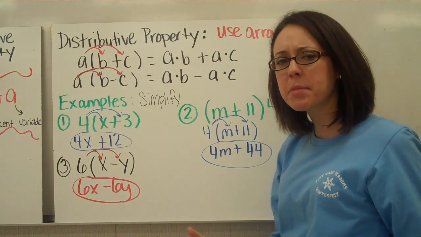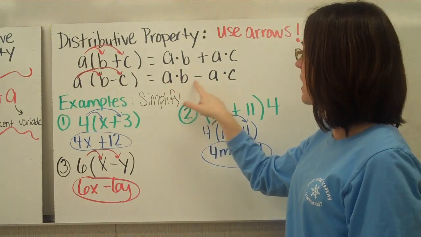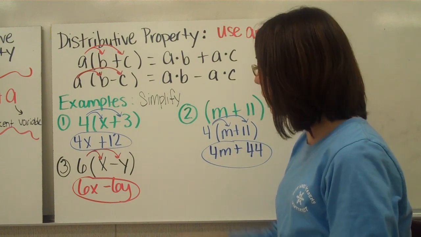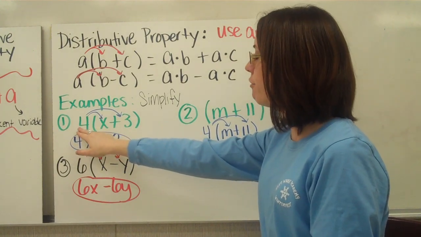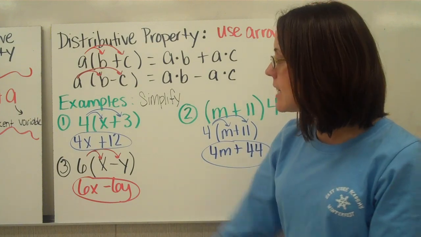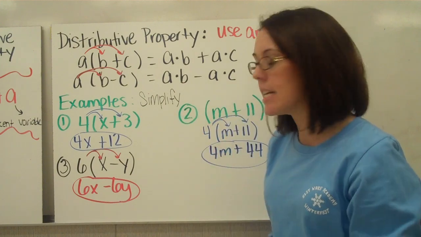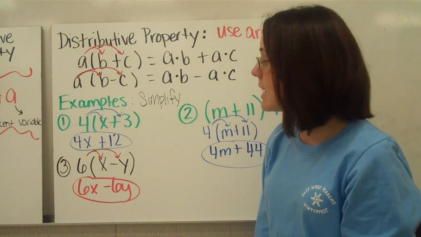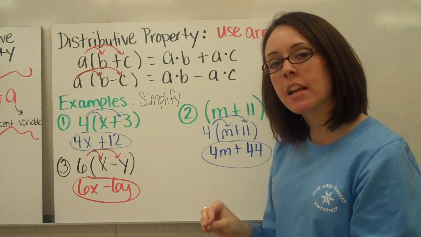Now that seems a bit confusing. A times the quantity B minus C is A times B minus A times C. A little confusing, so let's look at a few examples to clarify. We're going to simplify these expressions. Notice here we have number 1, 4 times the quantity x plus 3. We have parentheses. Anytime you have a number or a variable outside of the parentheses, the operation that's implied is multiplication. The distributive property tells us to distribute that 4 to all parts of the inside of the parentheses.